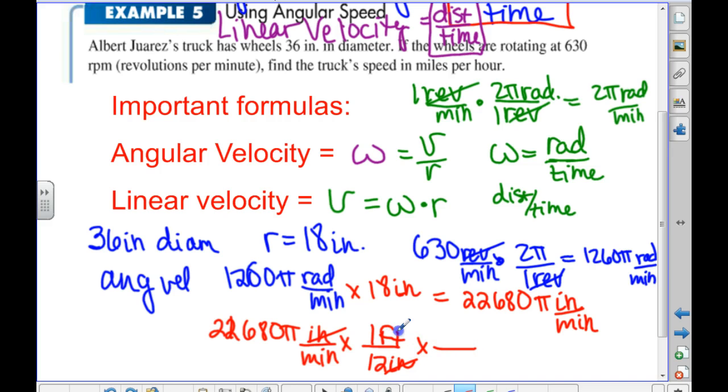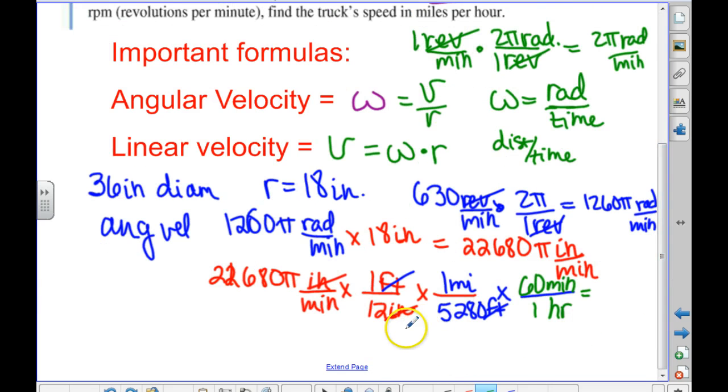Okay. Now I have feet and minutes. I need miles and I need hours. 5,280 feet goes where? Is equal to 1 mile. So now feet cancel. Okay, I don't want minutes either. I want what? Hours. So what do I need to put? How many minutes will cancel with hours? 60 minutes is 1 hour.